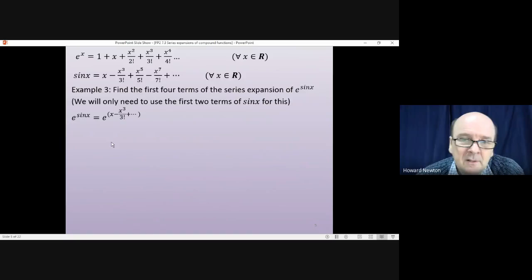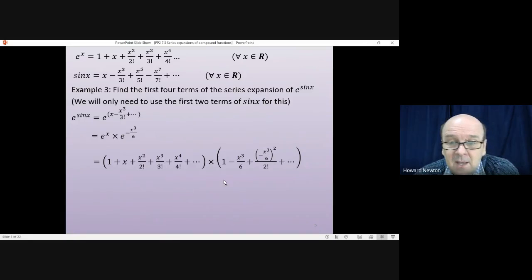Okay, let's have a look. Well, these two terms we can split up using the law for powers. So that gives us e to the x times by e to the minus x cubed over 6. And then we can substitute each of these into the series for e to the x. So the first one just is e to the x. And then the second one, we have to substitute in x equals minus x cubed over 6. And that will give us this.